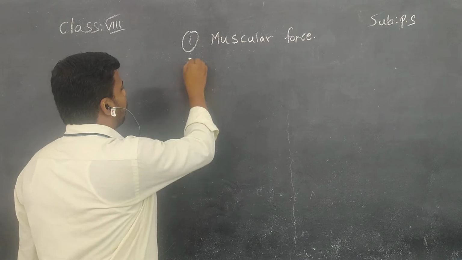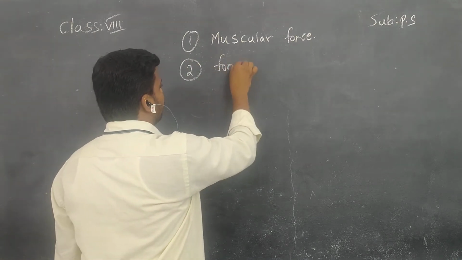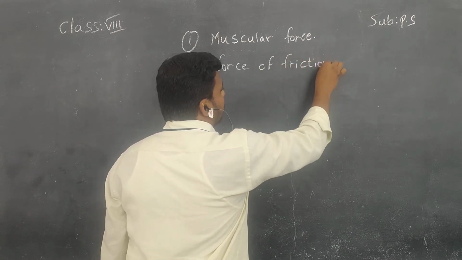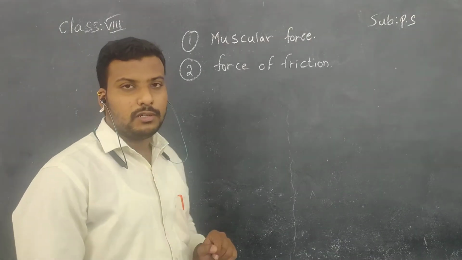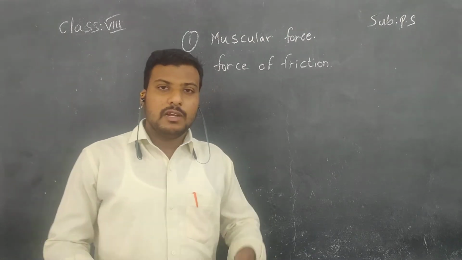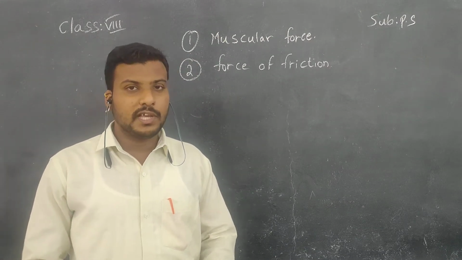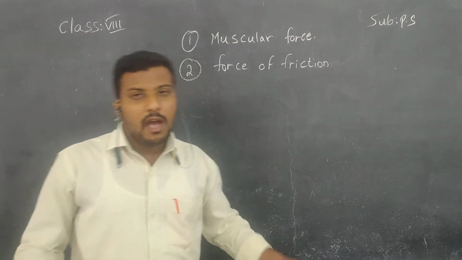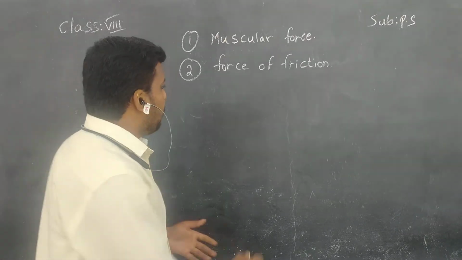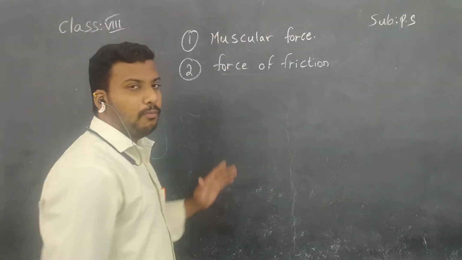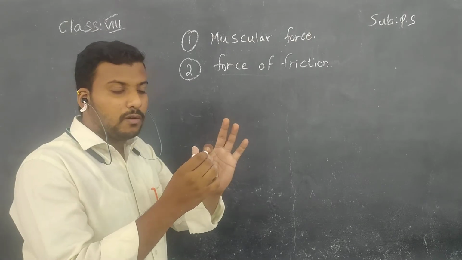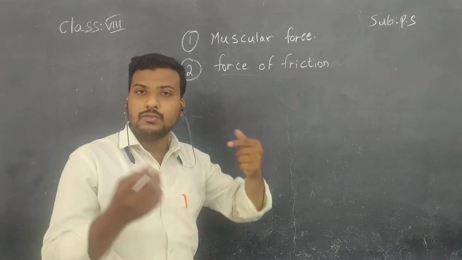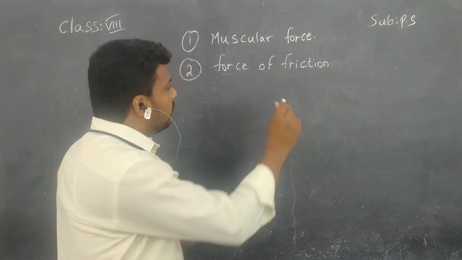The second contact force is force of friction. So what is friction, children? Friction is a contact force. Right now I am directly in contact with the surface of the land. If there is no frictional force, I cannot stand. I may slip like this. If I am able to write this entire sentence on the board, it means there is a direct physical contact between this chalk piece and the board. So that is friction.